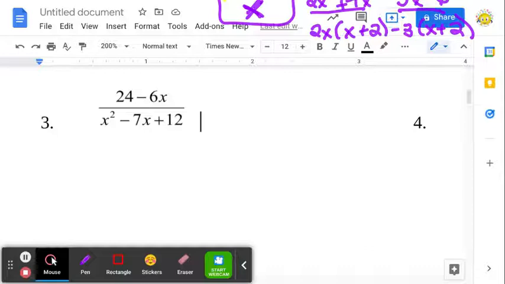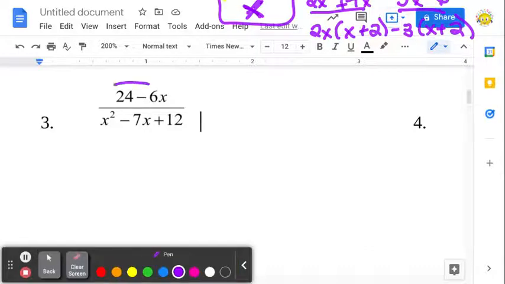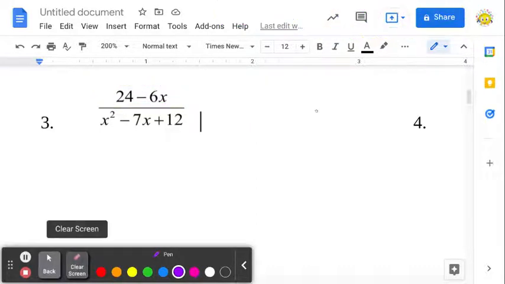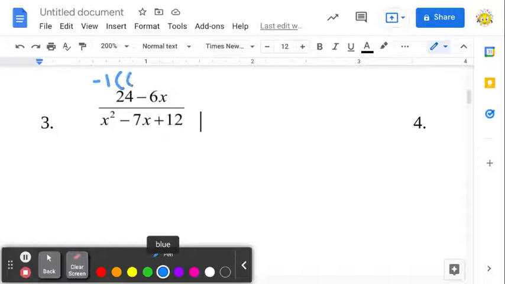So I'm going to do something and then I'm going to erase it. If I take out a GCF here, I can take out a 6 and I end up with 4 minus x. Now, hopefully this looks a little wonky to you because usually the x is first. Oops, just cleared the whole thing. So what you can do is pull out a negative 1 and then flip the order. 6x minus 24. We haven't changed the value of that. I just made it look different to meet our needs.